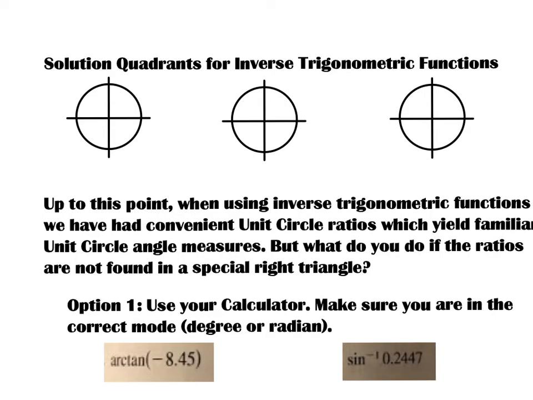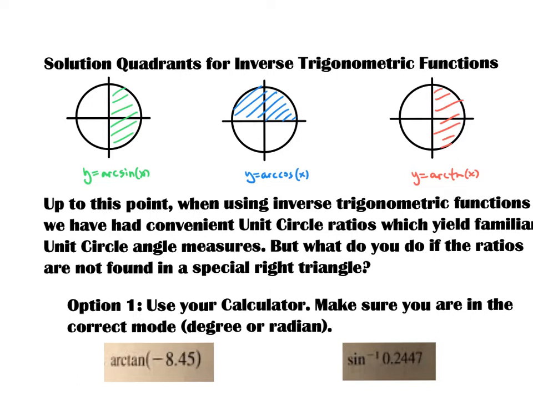So just a reminder, let's talk a little bit about where our solutions will show up for arc sine and arc cosine and arctan. Okay, so for arctan and arcsine, our solutions will show up in quadrants 1 and 4, and for arc cosine, our solutions will show up in quadrants 1 and 2.